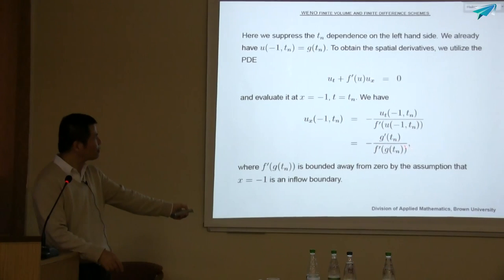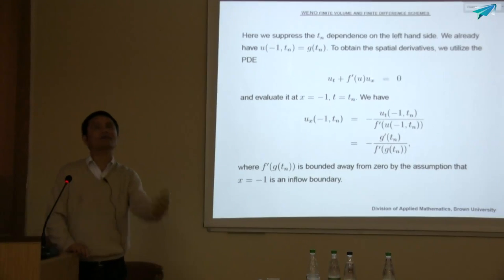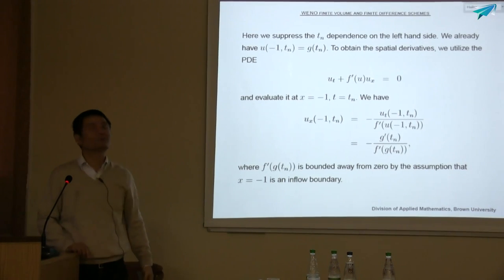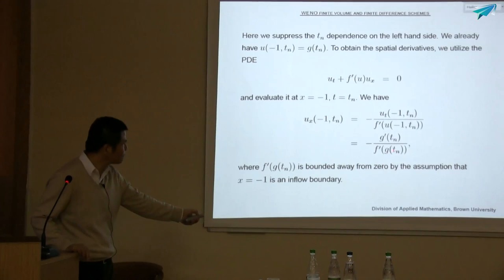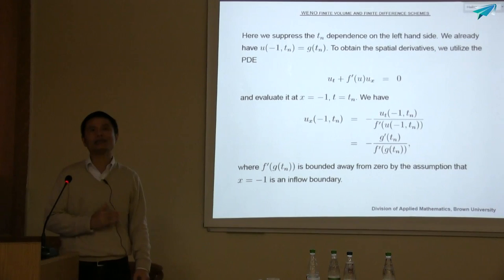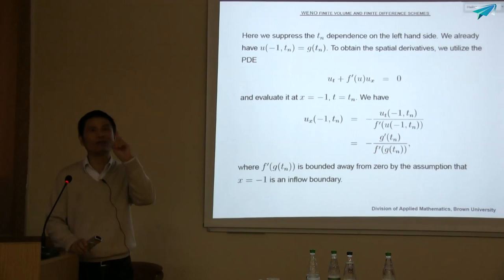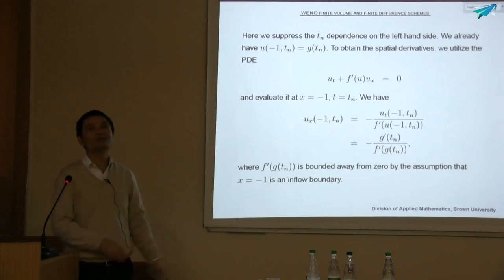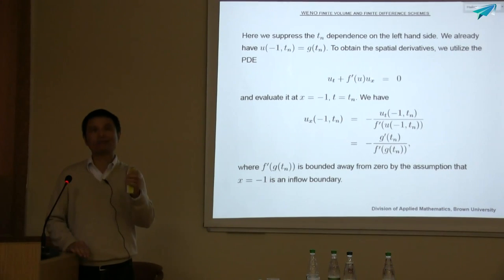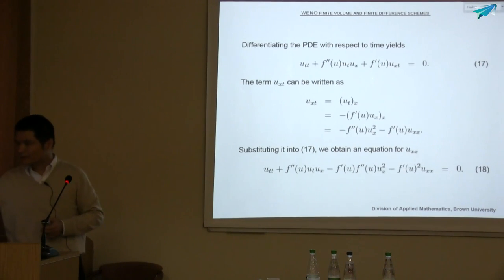Then you ask, is this always divisible? Well, yes, it is, because for inflow, you always have f prime positive. So this thing is always a positive number. But this also indicates one potential difficulty of this procedure, namely what happens when you are close to a characteristic boundary, near the point where f prime is zero? Then you cannot divide. So you do need to do some special things near those characteristic boundaries. That's one thing to caution using this process. But it can be handled very nicely.